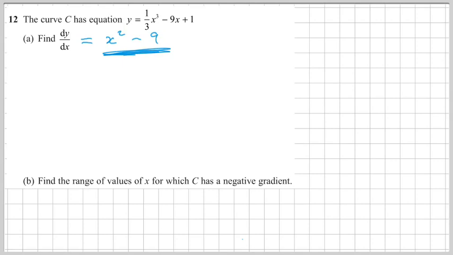Part B. Find a range of values of x for which C has negative gradient. So C is just a curve. Negative gradient. This is the phrase we need to zone in on, and think, what does that mean algebraically? Well, gradient. Is there an expression we have for gradient? Yes, there it is. And negative means less than 0. So negative dy/dx is what we need. And that means dy/dx just has to be less than 0.